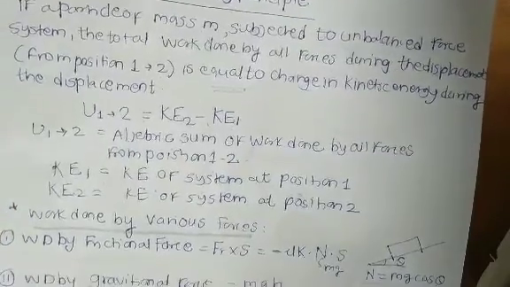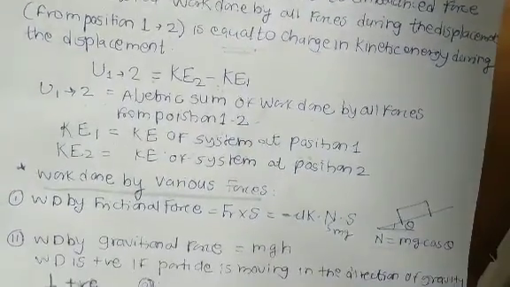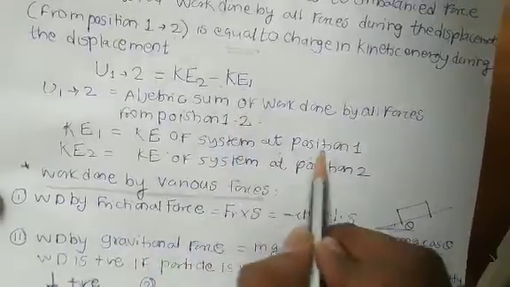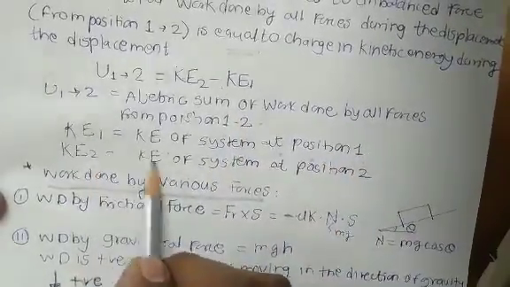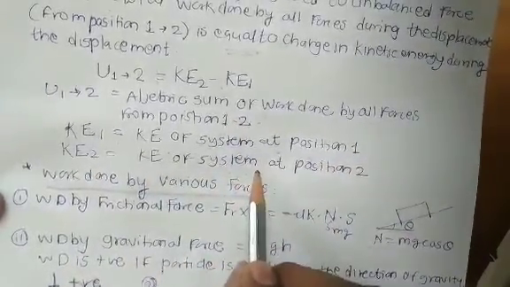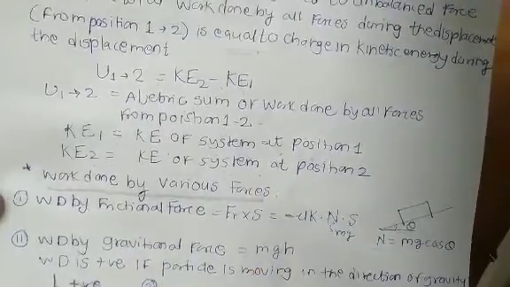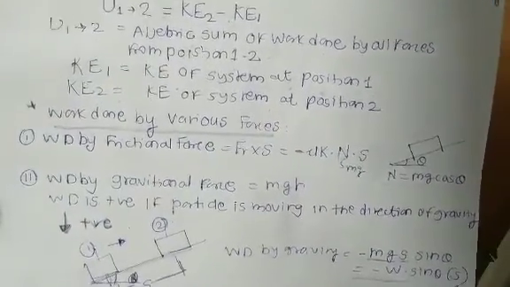K1 is the kinetic energy of the system at position 1, and K2 is the kinetic energy of the system at position 2. Now, work done by various forces.